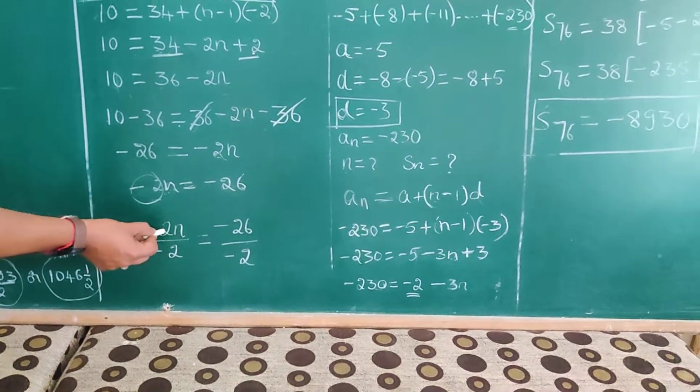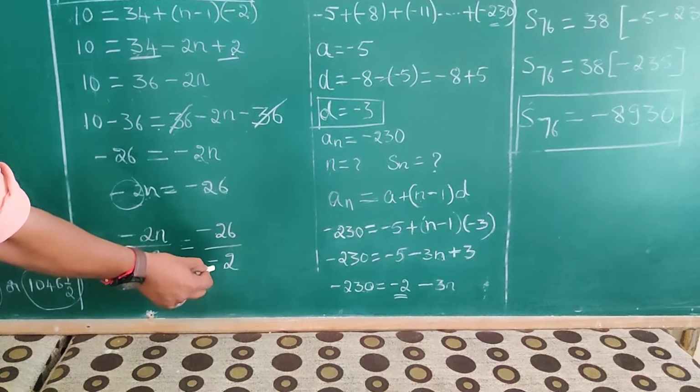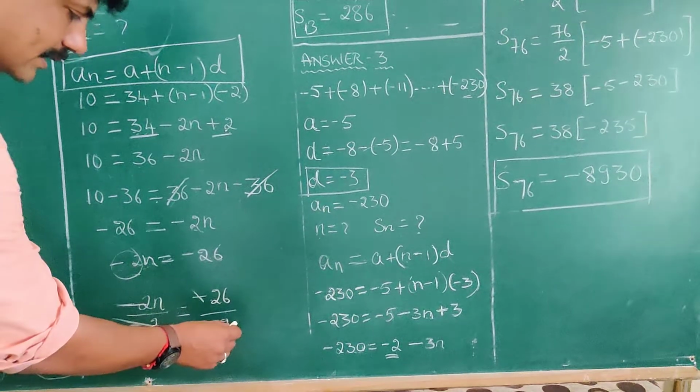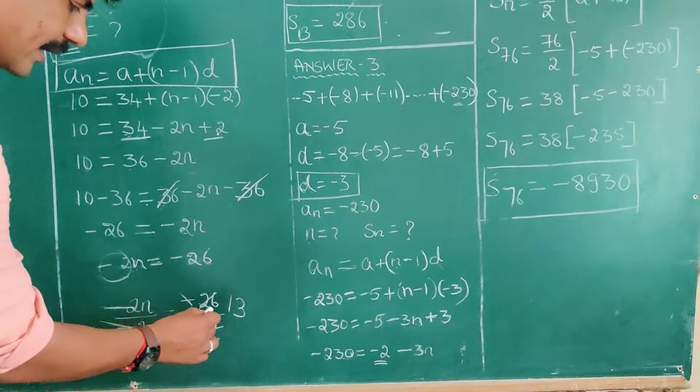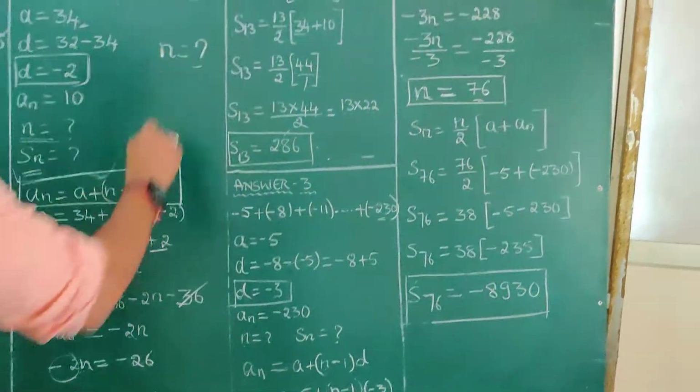Therefore, minus 2n by minus 2 is equal to minus 26 by minus 2. Minus 2 gets cancelled, minus gets cancelled. 2 13 times is 26. Therefore, n is equal to 13. We have got n is equal to 13.